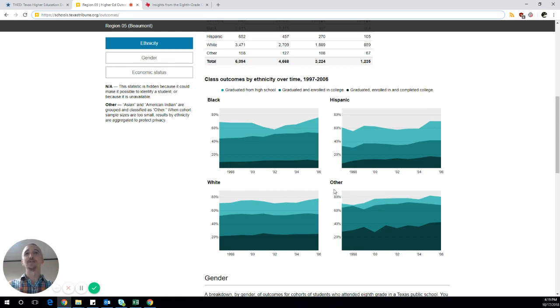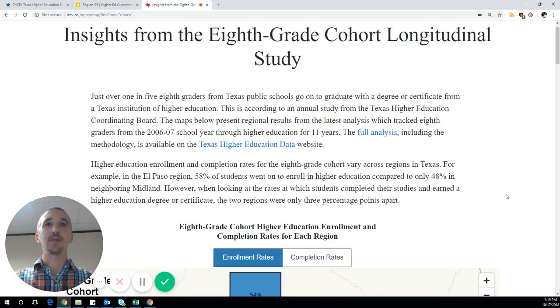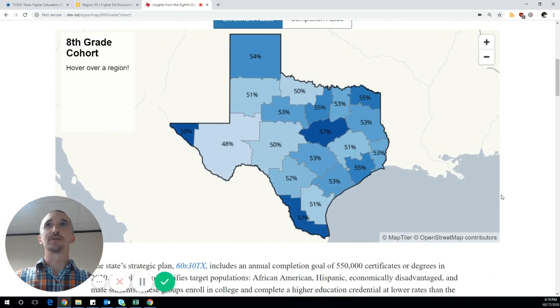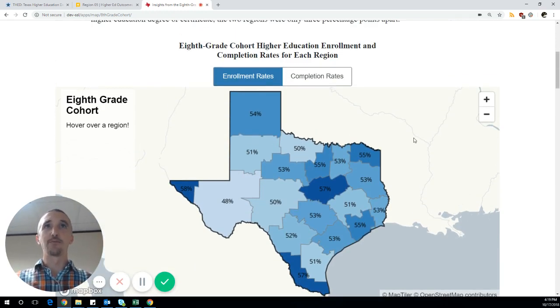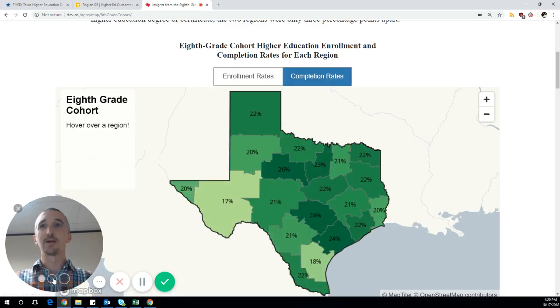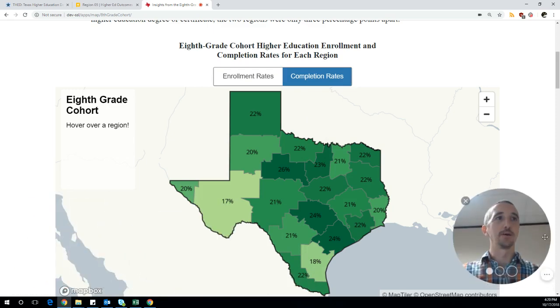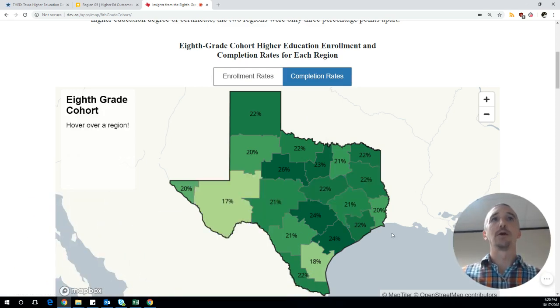So what we wanted to do is create a series of maps that would make it more immediately accessible for people who are just interested in taking sort of a casual glance at the results of the 8th grade cohort study. So here they are. The first map shows completion rates and enrollment rates across Texas. Here you can see that the enrollment rates are around 50% for most of the state, and completion rates are much lower, around 20%.